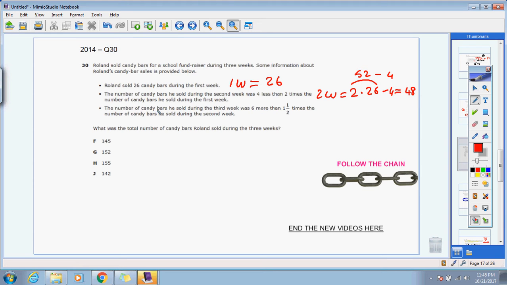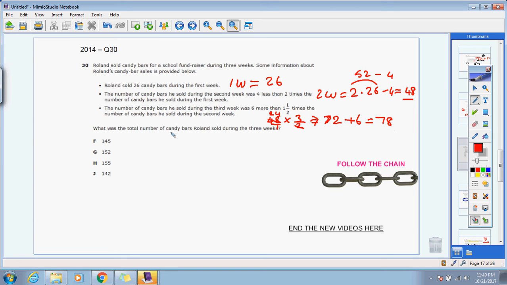Third week, the number of candy bars he sold during the third week was 6 more than 1.5 times the number of candy bars he sold during the second week. During the second week, he sold 48, so 48 times 1.5, which is 3/2. We can put 48 over 1. 2 goes into 48, 24 times. 24 times 3 will give us 72. And we need to add how much more? 6 more. So 6 more of this, it's going to be 78.